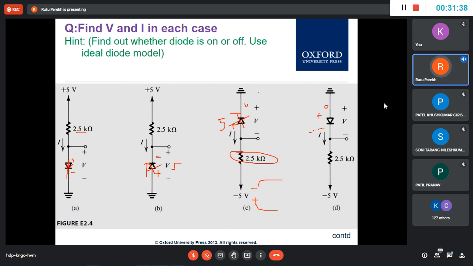Forward bias check. Then the current will flow, and the voltage across the diode is 0 because it is an ideal diode model. And the current will be how much? What will be the current across this, voltage divided by resistance? 2 milliampere. Yes, and the direction is this.